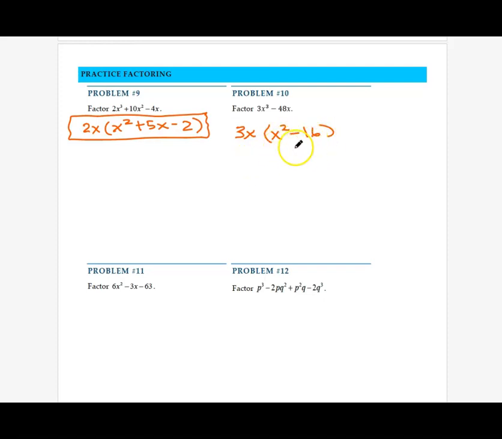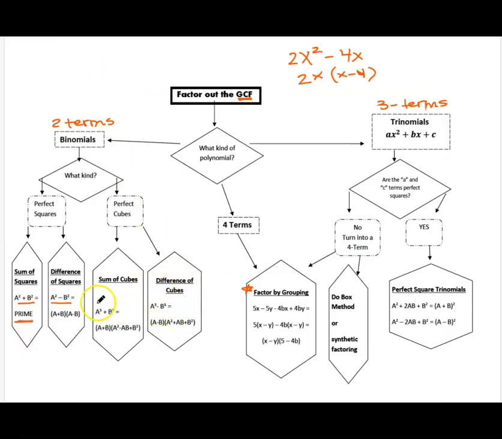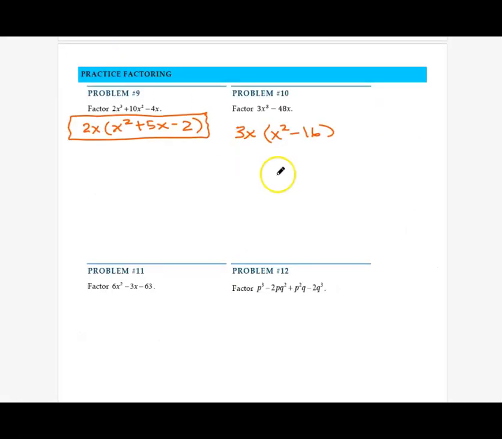Okay, so this x squared minus 16, can that factor any further? Yeah, isn't it a difference of squares? It is, right? So it's just like this one right here, this difference of squares. So let's go ahead and factor it that way. So 3x stays out in front. And what are we going to have inside here? X and 4? Yep, so x plus 4 and x minus 4. Right? And then that is done. That is all you can do on that factoring.